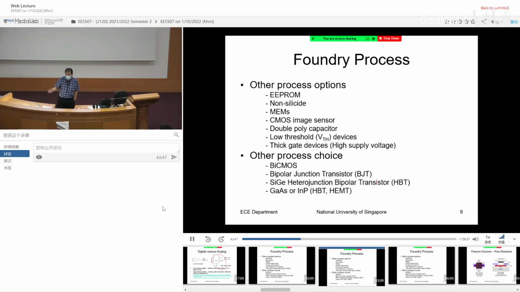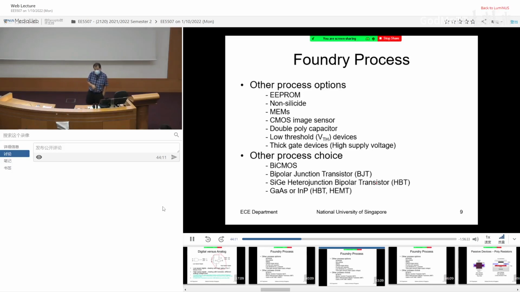If you want to do that, you can use high threshold. By using high threshold, you draw very little current. It cannot run fast, but it doesn't matter. A lot of the time, the MCUs you use for IoT don't run at gigahertz. They run at tens of kilohertz, hundreds of kilohertz. That is good enough. So, different threshold devices.